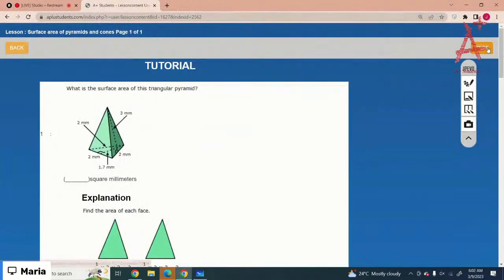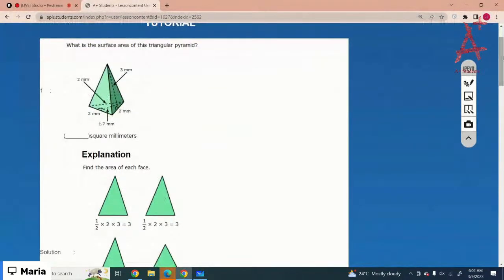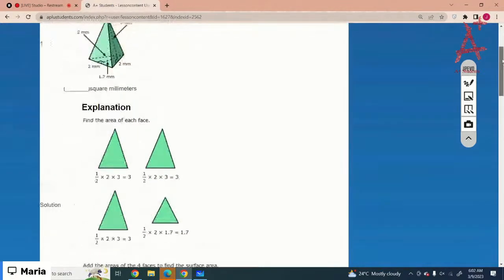Okay, what is the surface area of the triangular prism? So we are given a triangular pyramid. We need to calculate the surface area of the triangular pyramid. So you have to calculate the area face by face, by each face. Got it? So the triangular pyramid has four faces. So let's start calculating the area of the three faces and a base.